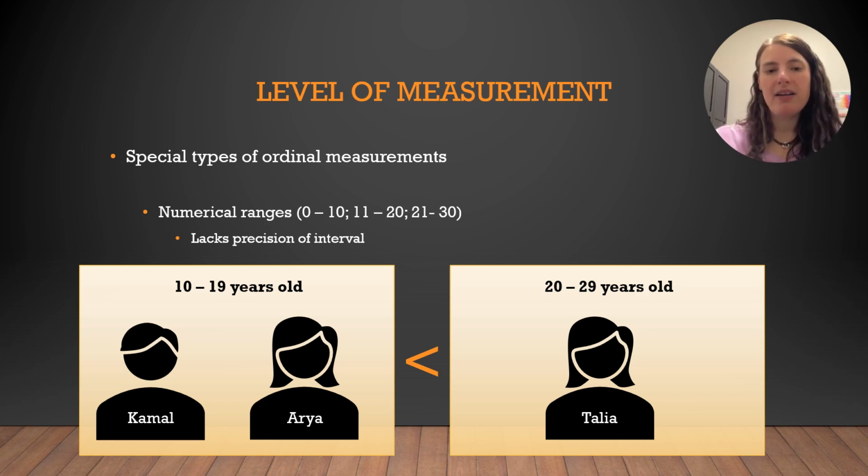But what about Kamal and Arya? Is Arya older than Kamal? Is Kamal older than Arya? Or are they the same age? Because we used an age range to measure their age, we can never determine the order of everyone in the same category. Thus, numerical ranges are considered ordinal categories, not ratio values.